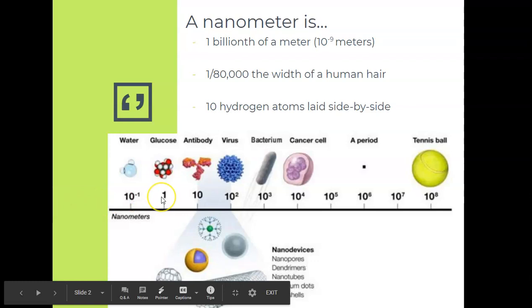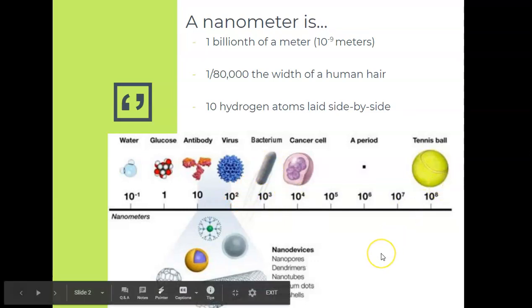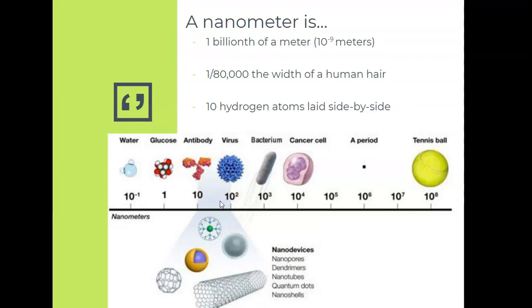As you go left, it gives you a function in nanometers. So glucose molecule is about 1 nanometer in width. An antibody is about 10 nanometers. So when you're talking about viruses and bacteria, they're about 100 nanometers versus 1,000 nanometers, and so on. When you're talking about specific devices that we're going to be talking about later, it's really on the order of about 10 to 100 nanometers in terms of diameter.